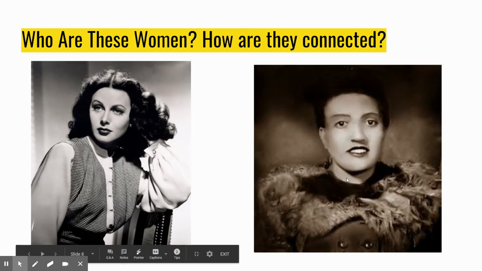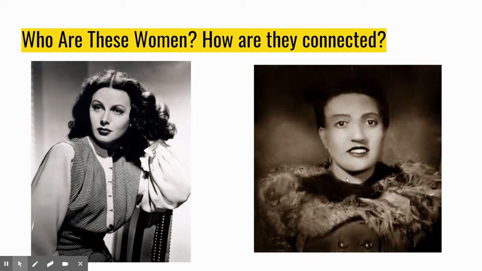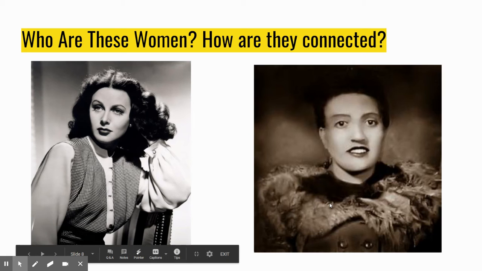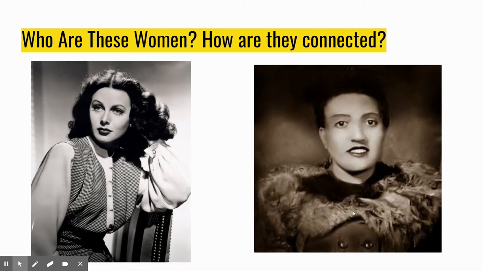So, let's start with a simple question. Who are the women and how are they connected? I think if you look in the book, the woman on the right is obviously Henrietta Lacks. The woman on the left is a woman named Hedy Lamarr. The connection, I think, if you're thinking very, very quickly, HeLa, all right? HeLa.